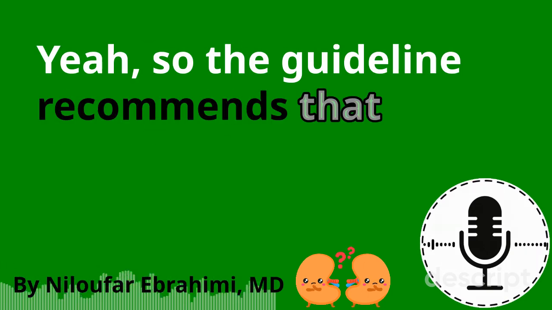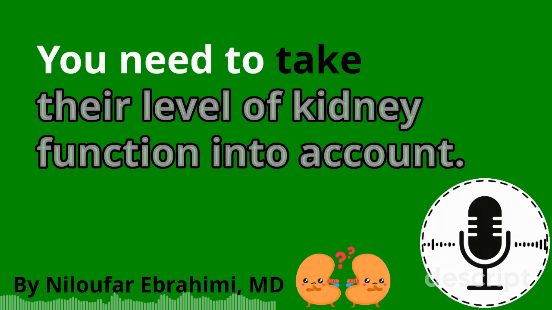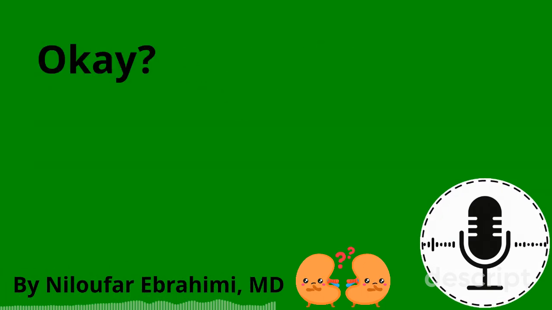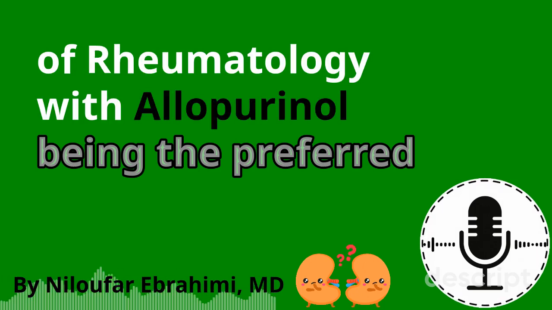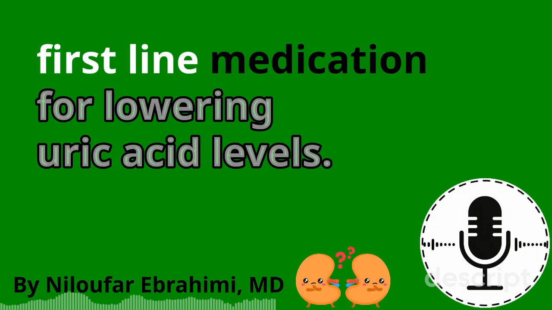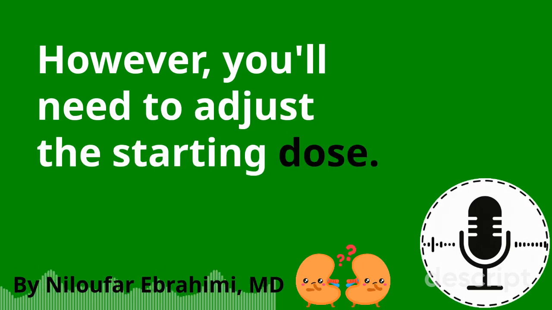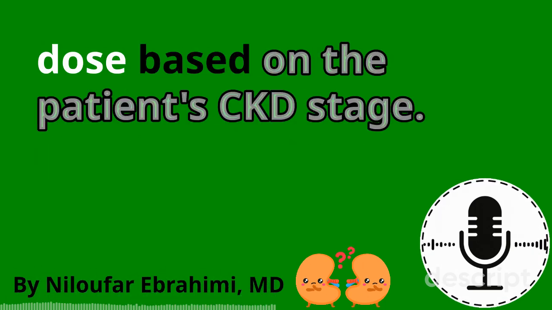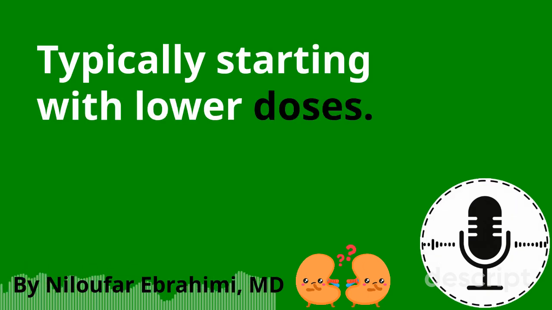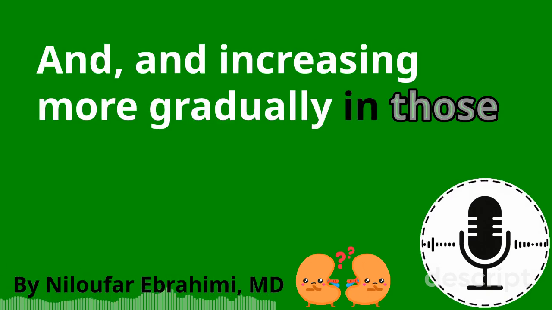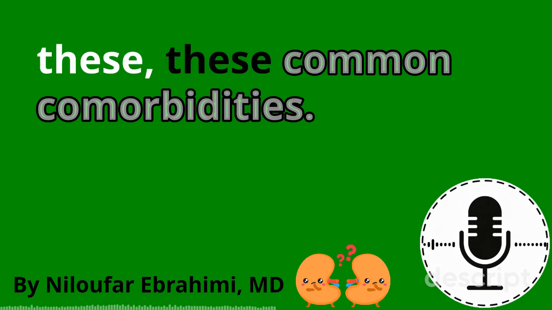Yeah, so the guideline recommends that when you're evaluating and treating gout in your ADPKD patients, you need to take their level of kidney function into account. Okay. They align with the 2020 guidelines from the American College of Rheumatology, with allopurinol being the preferred first-line medication for lowering uric acid levels. However, you'll need to adjust the starting dose and how quickly you increase the dose based on the patient's CKD stage. Typically starting with lower doses and increasing more gradually in those with more advanced kidney disease. Okay, so clear guidance on managing these common comorbidities.